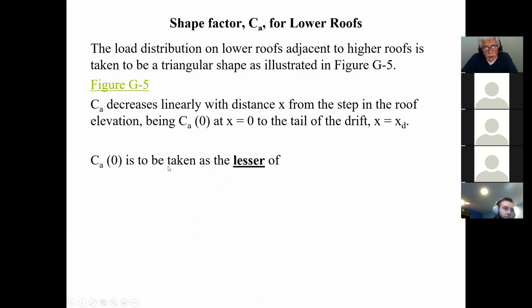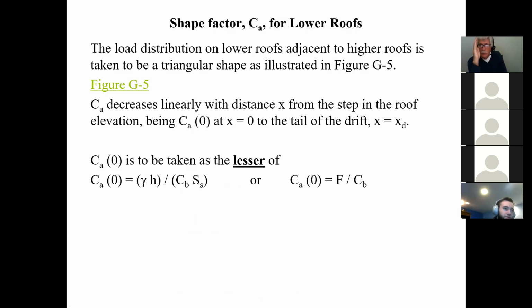And CAO shall be taken as the lesser of. So there are two ways of calculating CAO. Here's one equation. CAO, the value of the accumulation right where the upper roof meets the lower roof, is the unit weight times the height times CB, which you saw, and you know what SS was. So that's one equation. And then you have CAO is equal to F divided by CB. There's another equation. So you have to calculate both, and you take the smaller of the two. Now, does anybody want to know why there are two equations?